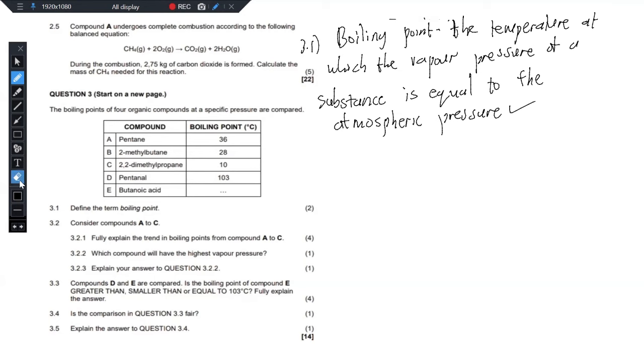That's it. Now, they say consider compounds A to C and then fully explain the trend in boiling points from A to C. So now let's check A to C. We can see that we are dealing with compounds that are in the same homologous series, right? If you've been watching my videos, you now understand the method to explain if you are given compounds that are in the same homologous series.